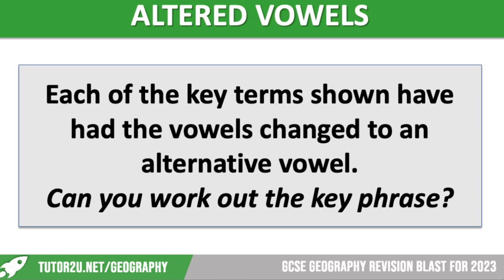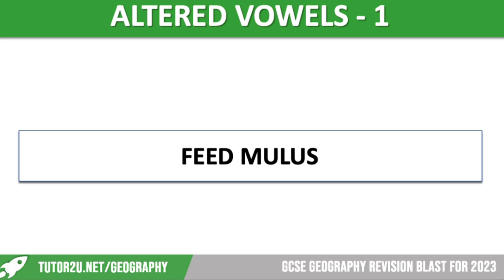Our first activity is altered vowels. Each of the key terms shown have had the vowels changed to an alternative, which makes them tricky to work out. You just need to work out what the key phrases are, and they are all linked to the UK overview of resource management. To give you a little bit of a clue, the first two are going to be about food, 3 and 4 are about water, and 5 and 6 are about energy. So here we go. So this one is to do with food.